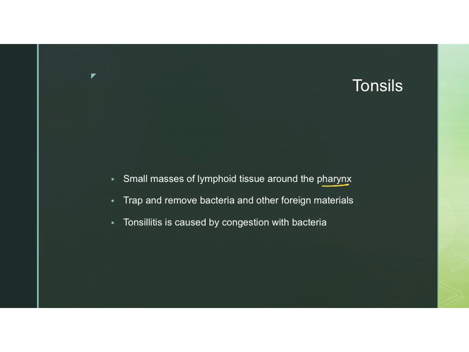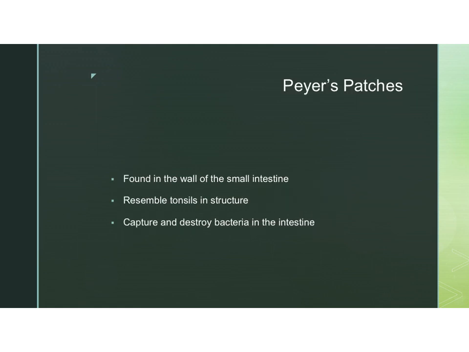And if you have a lot of congestion with bacteria of the tonsils, then you can have tonsillitis. Sometimes people have tonsils removed if you have chronic inflammation that's interfering with breathing. The Peyer's patches are found in the walls, again, of the small intestine. They resemble tonsils in their structure, and they have a similar function. They capture and destroy bacteria that's found in the intestine.